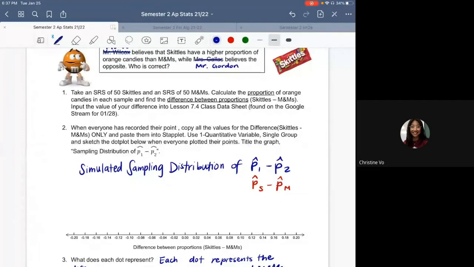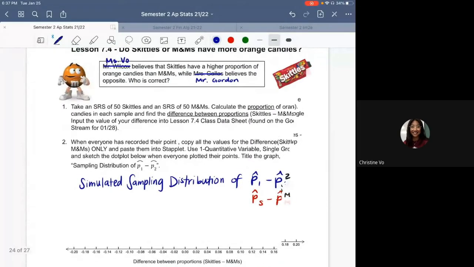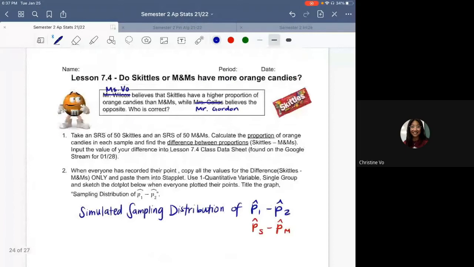Hey guys, in this video I'm just going to go over lesson 7.4, called Do Skittles or M&Ms Have More Orange Candies? Ideally, this was based off of my name and Mr. Gordon's name, but I believe that Skittles has a higher proportion of orange candies, while Mr. Gordon thinks the opposite of me, of course.